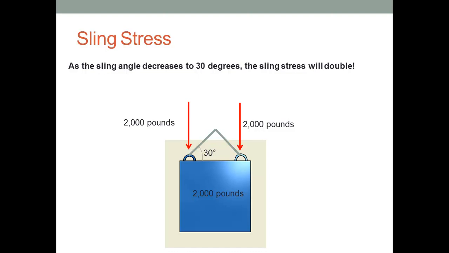We can see that as the sling angle decreased down to 30 degrees, our sling stress doubled. A rigger must understand the specific type and amount of stress placed on rigging components. If calculations are not made accurately, the rigging could fail and damage the load or cause injury or death in workers.